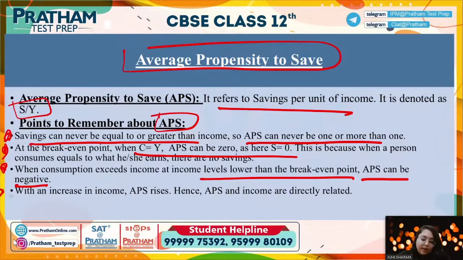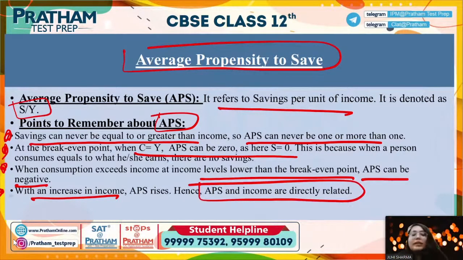And another thing: जैसे जैसे आपका income बढ़ता जाता है वैसे वैसे propensity to save also increases, and in that case we say that average propensity to save and income, they are directly related, or positively related. Why? Because जैसे जैसे income बढ़ रहे वैसे वैसे अगर savings भी बढ़े, in that case we say that APS and income are directly related, right?